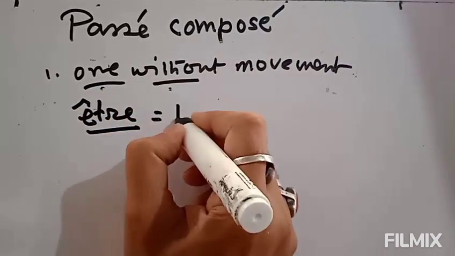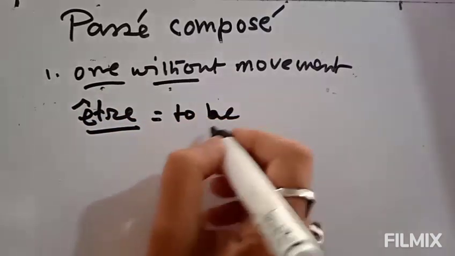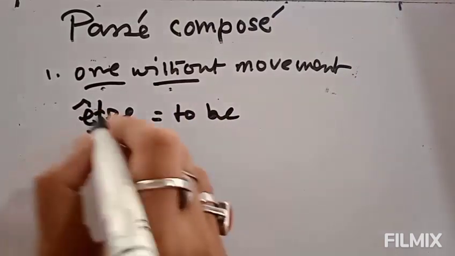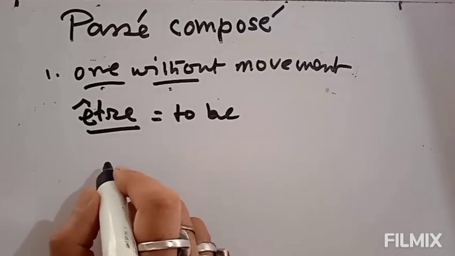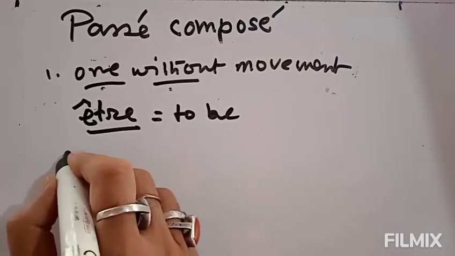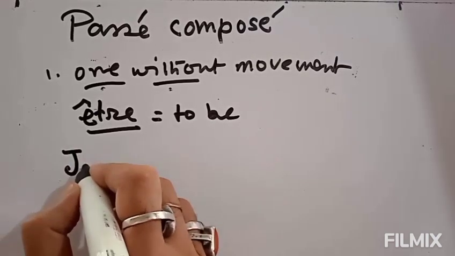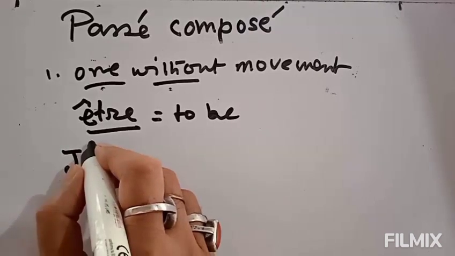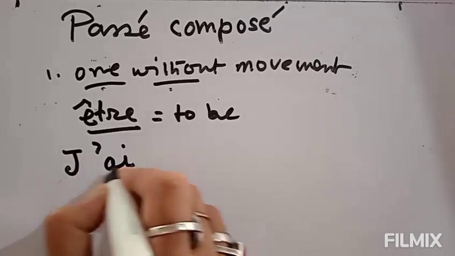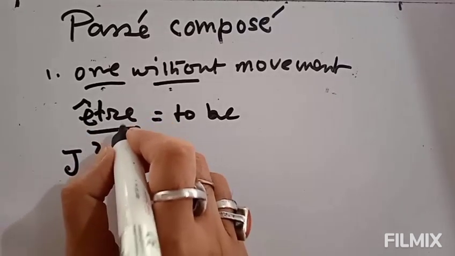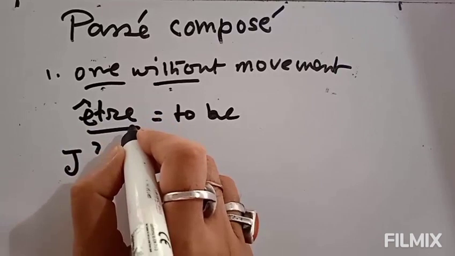Être. Être is the verb "to be". So how will I conjugate the verb être in passé composé? I'm showing you in detail. First I take the subject pronoun, then the present of the verb avoir as per the rule, meaning j'ai, and the participe passé of the verb être.